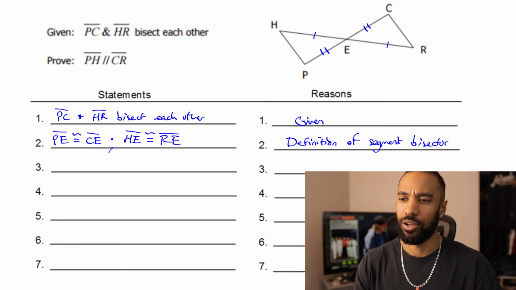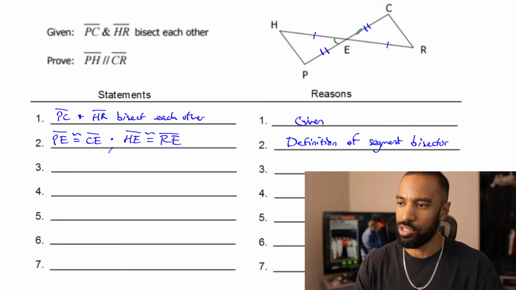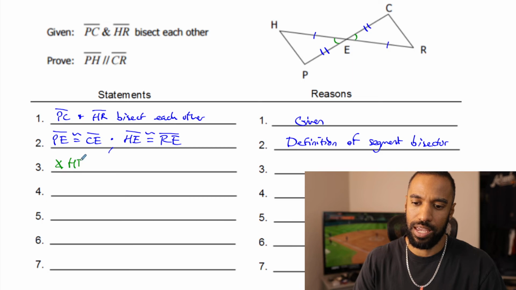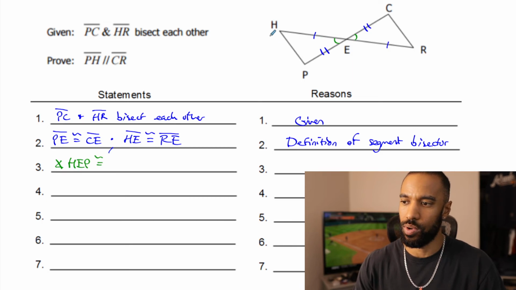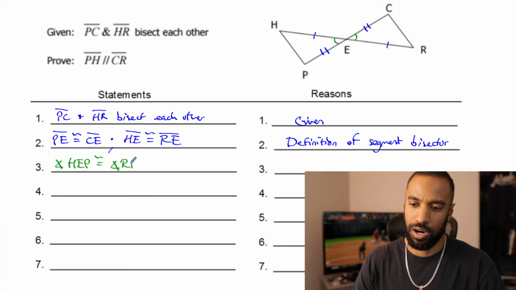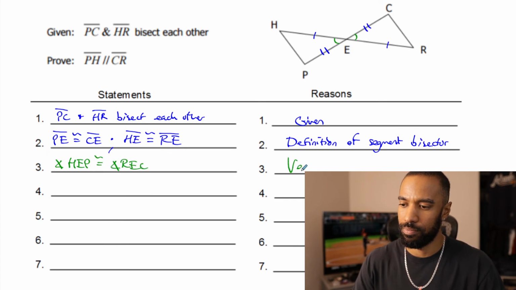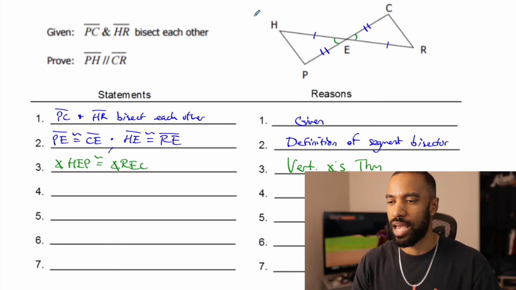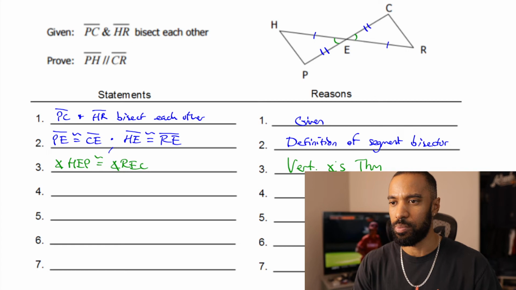And we have a vertical angle pair right here. These angle E's, if you will. Angle HEP right here. Let's just do it in green as we're there. Angle HEP is congruent to angle, let's correspond, REC. Angle REC, that's your vertical angles theorem. Now we have a side angle side case for these two triangles to be congruent to each other.